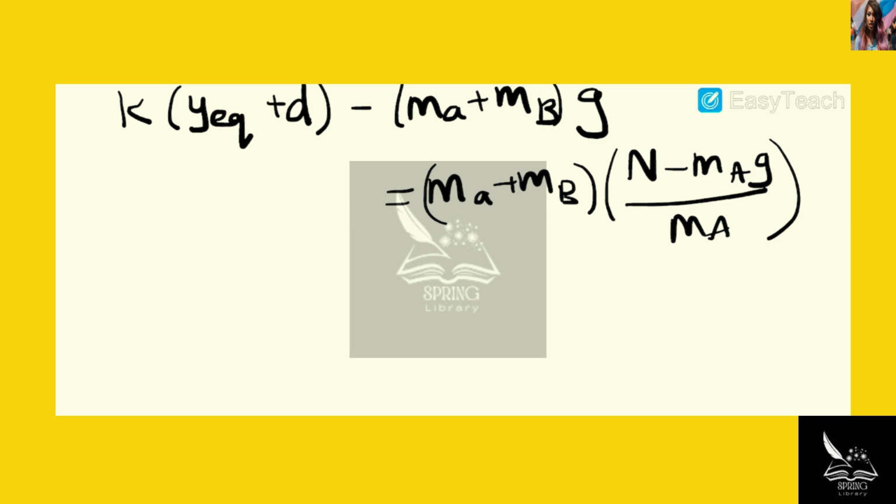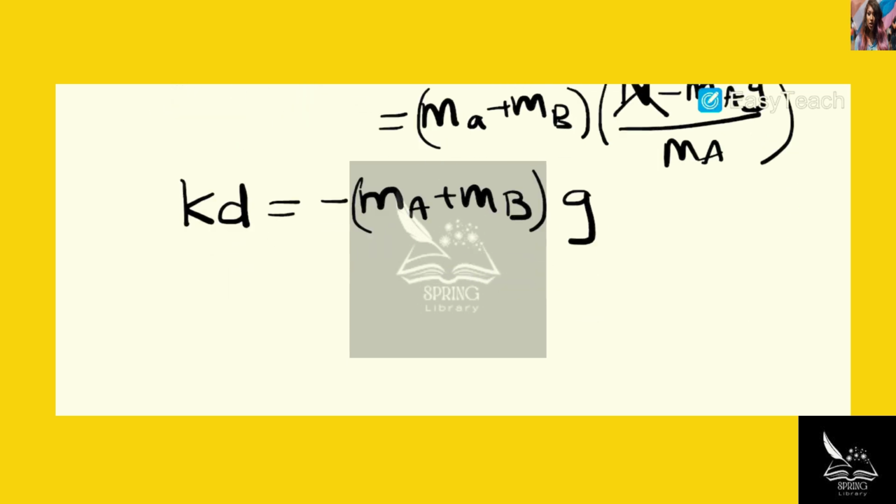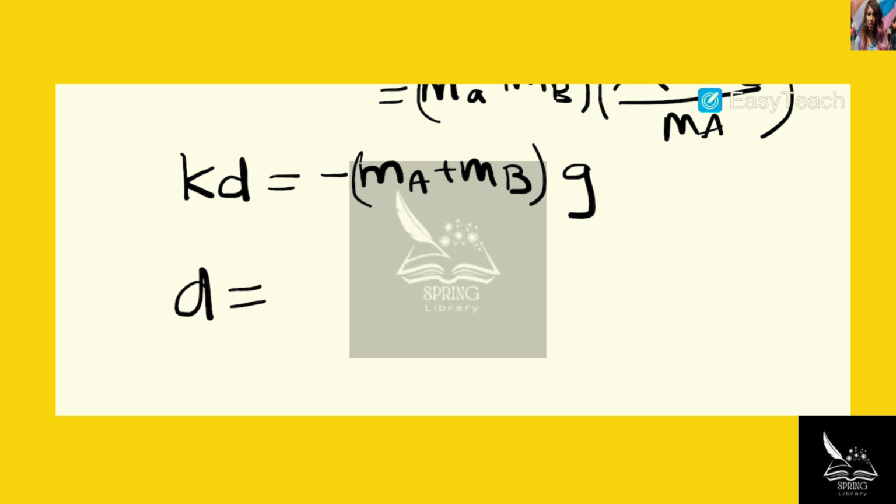Now recall that we're asked to find the point at which the block separates from the pan, so therefore our normal force at that time will be 0. So for N equals 0, we find that Kd is equal to negative (Ma plus Mb) times g, which gives us a d value, compression value, equal to negative (Ma plus Mb) times g over K. And that is our final answer.